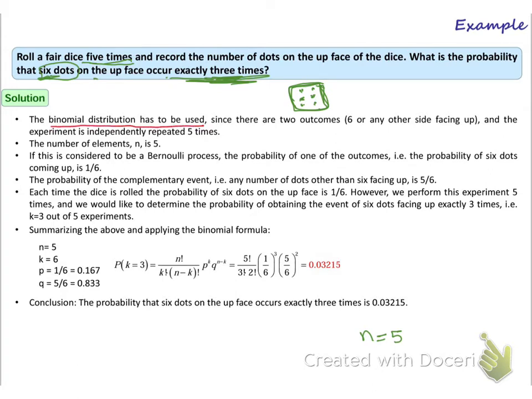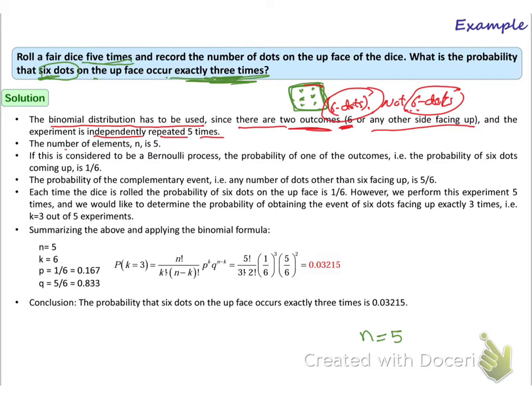Someone will say, because it has 6 sides, it could be 1, 2, 3, 4, 5, 6. Since there are 2 outcomes only, either 6 or any other face, either the face of 6 dots or not 6 dots. The number 6 doesn't matter for me, it's just the name of the face. One of these 2 options. And the experiment is independently repeated 5 times, so every time any number can appear. If 6 appears the first time, it can appear next time. If the 5 appears the first time, it can appear the second time. So they appear independently.